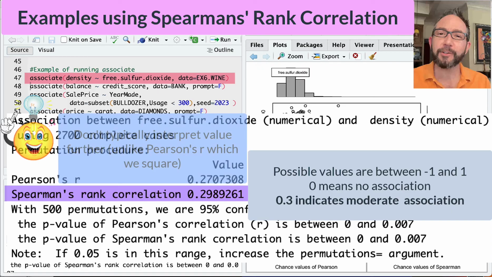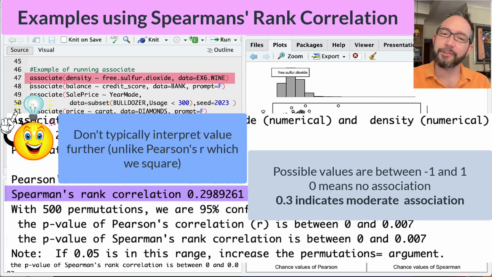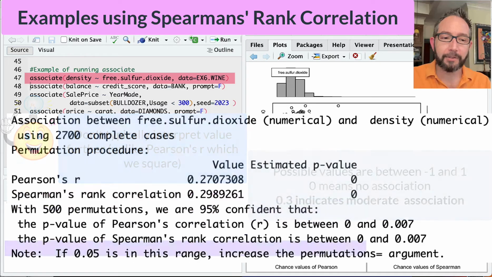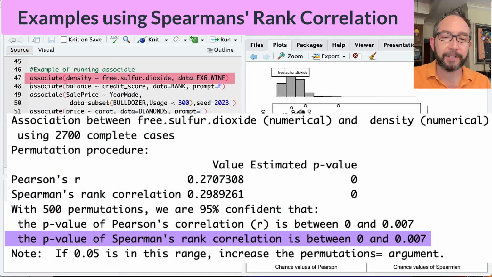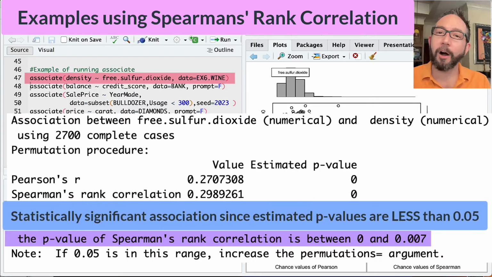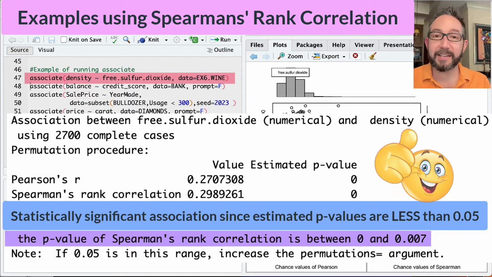So unlike Pearson's correlation, we don't really square this and interpret accordingly. We just look at the value of the correlation, we appreciate how far from 0 it is, and then we ask ourselves, okay, well, is this a statistically significant relationship? So we scroll down and we find the p-value of Spearman's rank correlation, and in this case we find that it's somewhere between 0 and 0.007. Since all those values are less than 0.05, we can say that yes, this is a statistically significant association.